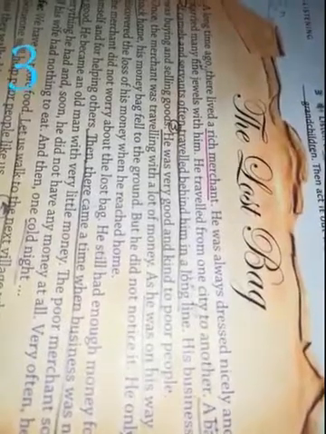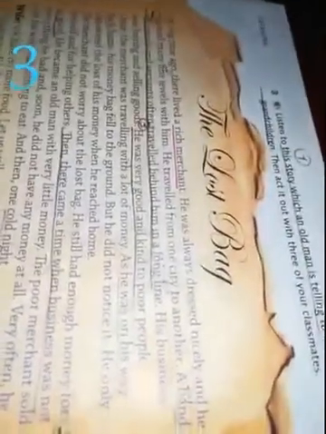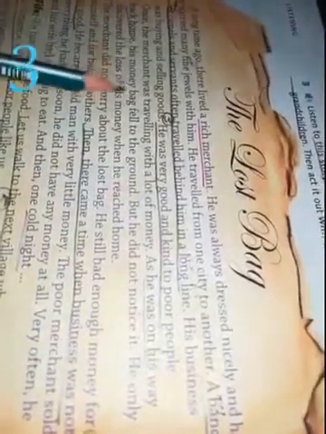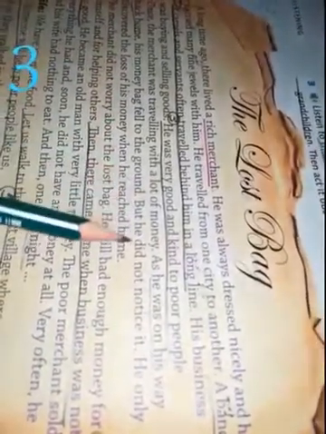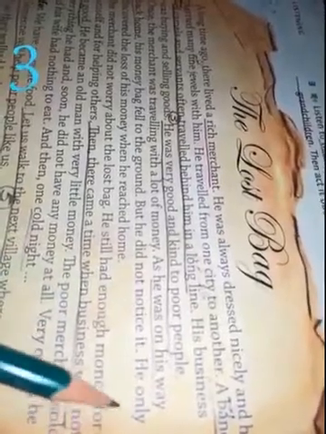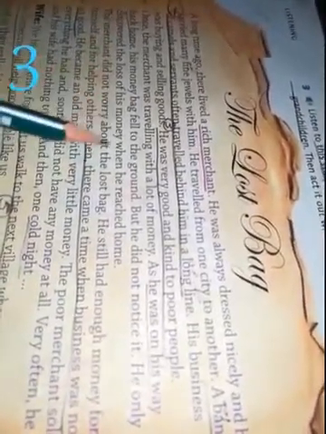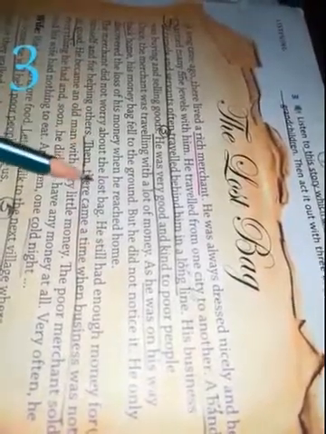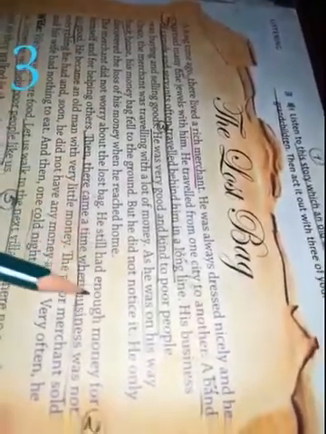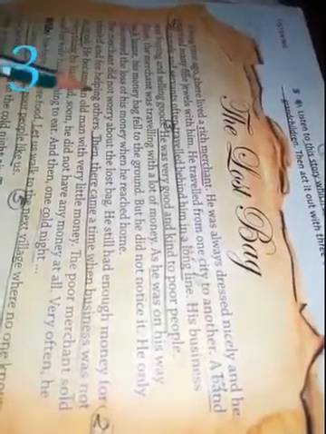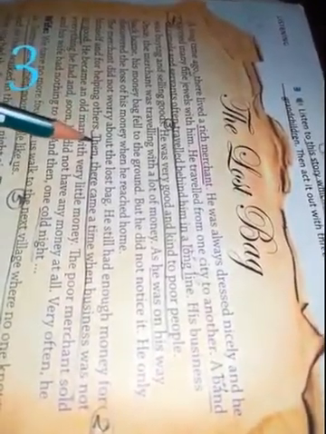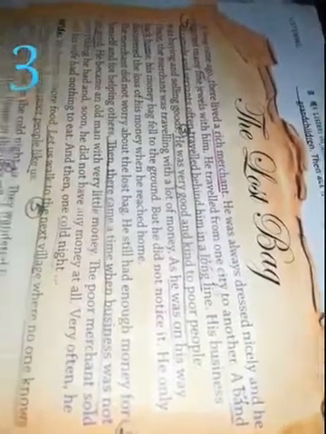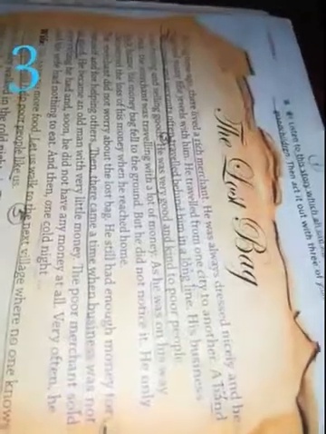Once, the merchant was traveling with a lot of money. As he was on his way back home, his money bag fell to the ground, but he did not notice it. He only discovered the loss of his money when he reached home. The merchant did not worry about the lost bag. He still had enough money for himself and for helping others. Then there came a time when business was not so good. He became an old man with very little money.